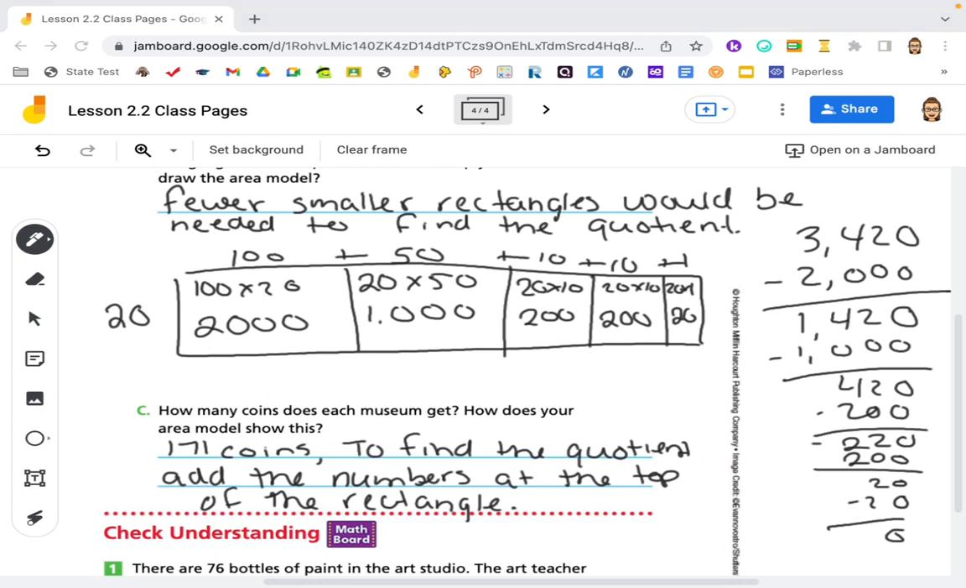That is all for today's lesson. Hopefully you are now able to find the quotient of numbers up to 4 digits divided by 2-digit divisors using visual models. And remember, in order to be a math person, all you have to do is be a person and do math.